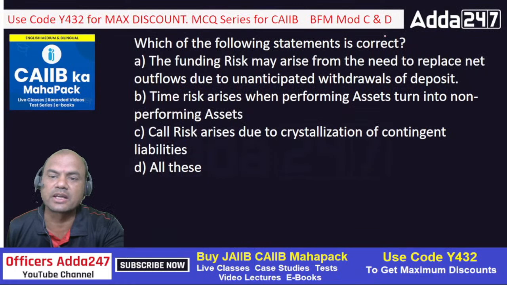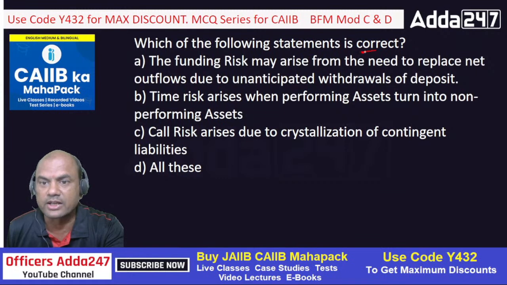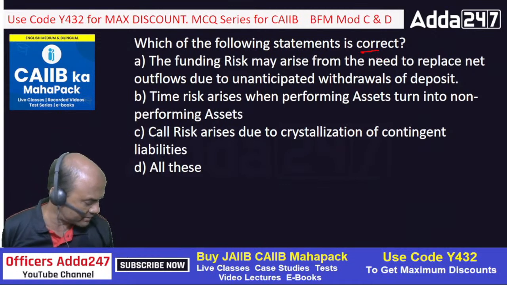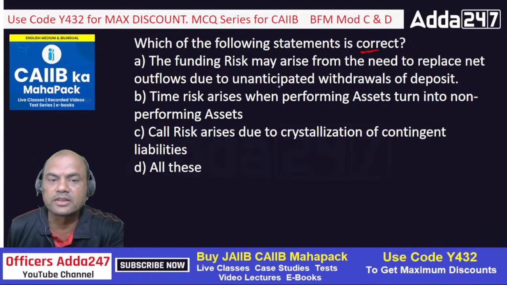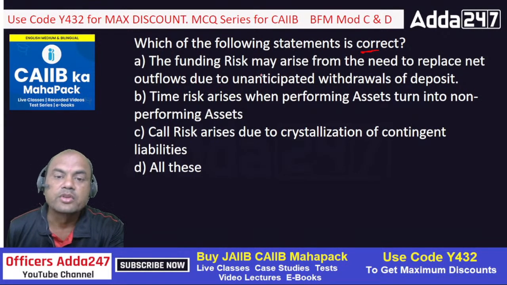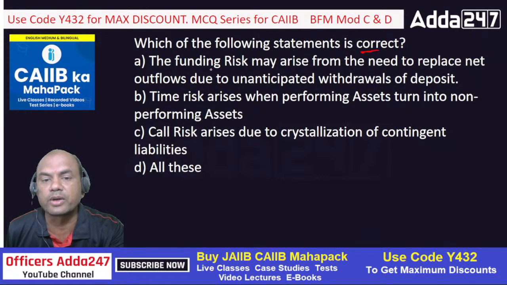Which of the following statements is correct? Okay, now we have to find the correct one. Always check what is asked in the exam, whether it's correct or not correct. The funding risk may arise from the need to replace net outflows due to unanticipated withdrawals of deposits. So why can the funding risk arise? Because of the need to replace the net outflows. Imagine your deposits are going, everyone is withdrawing. So how will you fund the loans then? Because you have to give the loans, right? So if your deposits are constantly being withdrawn, then you will definitely find the risk of funding.